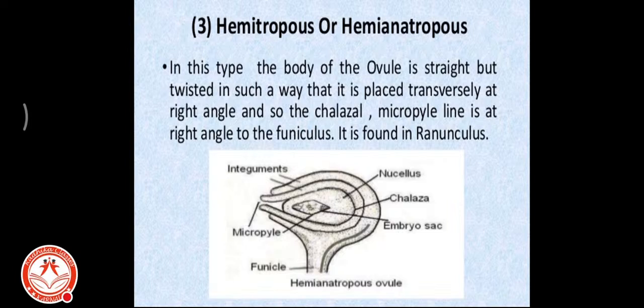Third one is hemitropous ovule. In this type of ovule, the body of the ovule is straight but twisted in such a way that it is placed transverse at a right angle, and so the chalaza-micropyle line lies at a right angle to the funicle. Focus on the term right angle, which is the chalaza-micropyle line at a right angle to the funicle. This is found in the Ranunculus family.